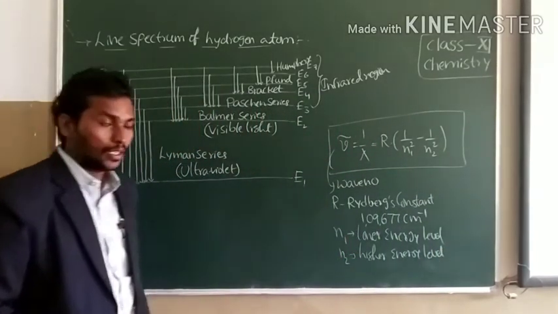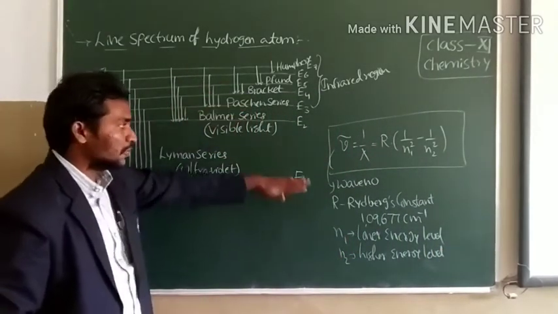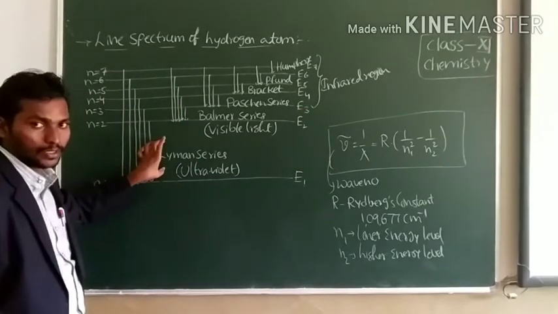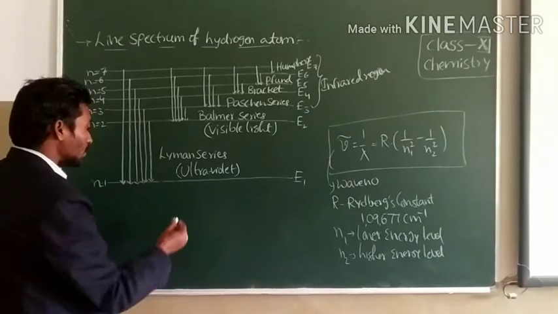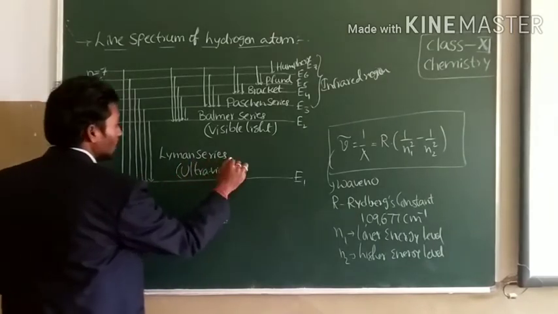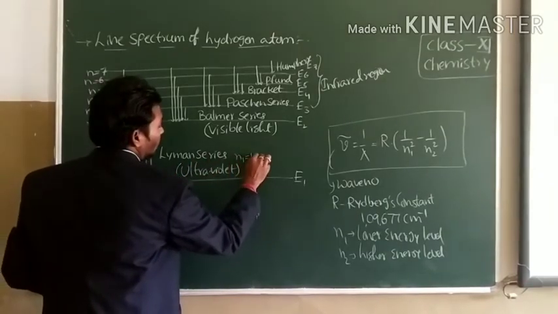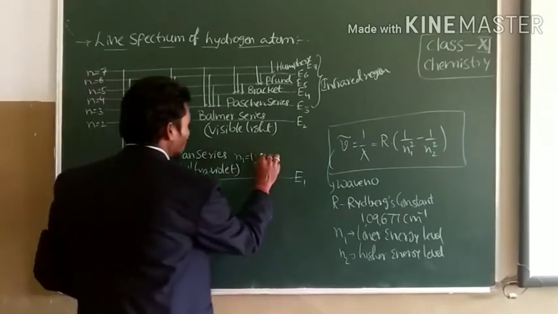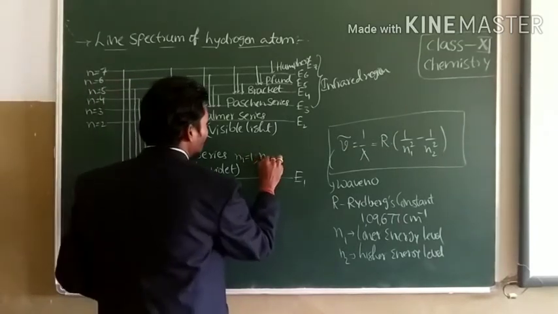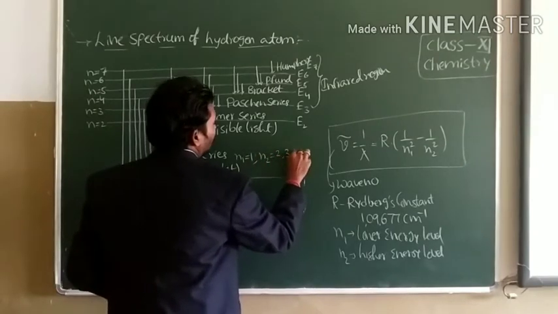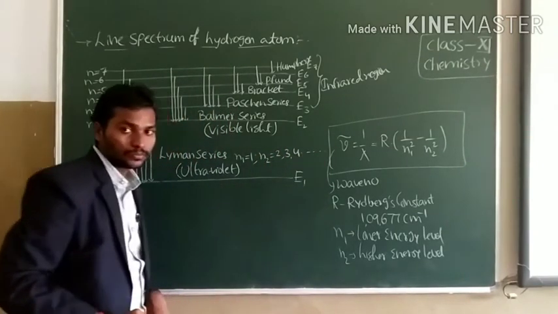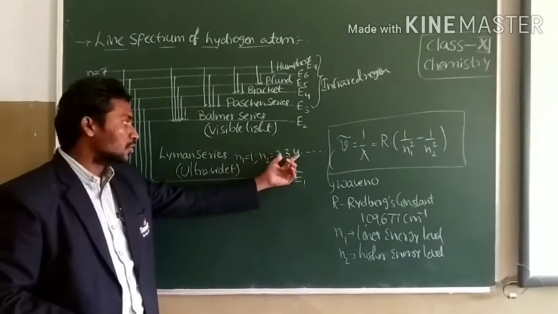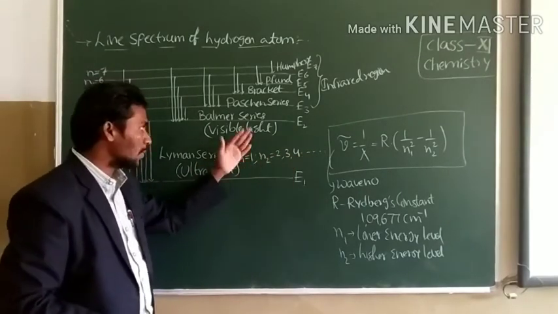Remember, children, these series have different n1 and n2 values. Let us talk about the Lyman series. The n1 value for the Lyman series is 1. The n2 value is 2, 3, 4 and so on. For the Lyman series, the n1 value is 1 and the n2 value is 2, 3, 4 and so on.